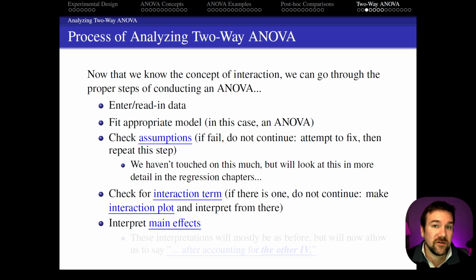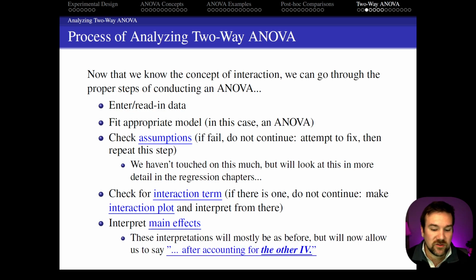So if there's no significant interaction term, I can go on and interpret those main effects. As I mentioned before, the interpretations of the main effects when we do a two-way ANOVA is now after accounting for the other independent variable. So I've got my independent variable A, and I'm looking at the relationship between that, again, we'll call it race, and the effect of that on ACT score. And I want to do that after accounting for the individual's gender.